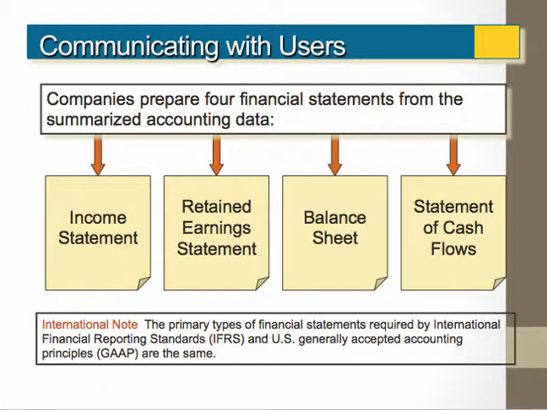Companies communicate financial information to stakeholders using 4 financial statements. These 4 statements are prepared by accountants in this particular order. First, the income statement. This statement informs stakeholders the details of revenues and expenses during a specific period in time.